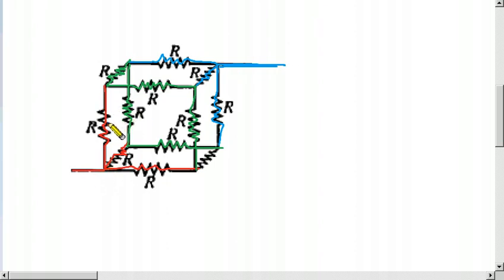From this red resistor, the current divides into 2 parts, going along these green resistors. As soon as it leaves the red resistor, it divides into 2 parts like this, and here also it divides into this green one I haven't marked. So from the red resistor the current divides into 2 parts. So we can now draw it like this.